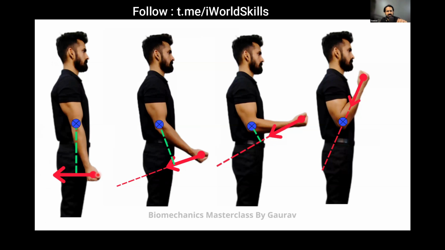Now, when you look at this exercise, you can clearly see there is something very, very interesting happening over here. In the starting position itself, the external moment arm is the longest, which means in the starting position itself, the resistance is the maximum, right?